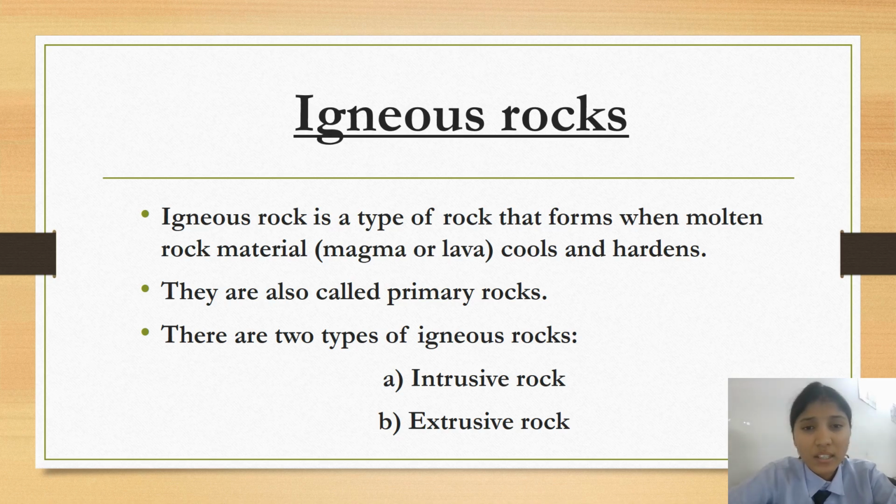The magma and lava are also called molten material. When this molten material cools down, it becomes solid, right? These igneous rocks are also called primary rocks. And igneous rocks are of two types. First is intrusive rocks, and second is extrusive rocks. So we'll discuss this.